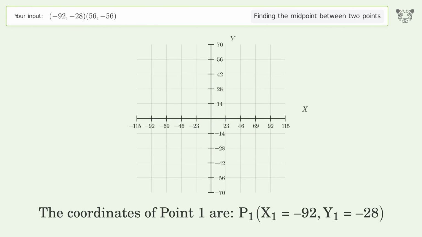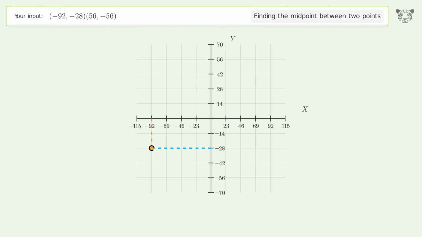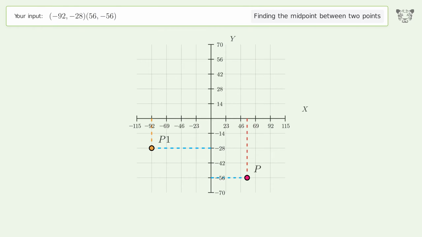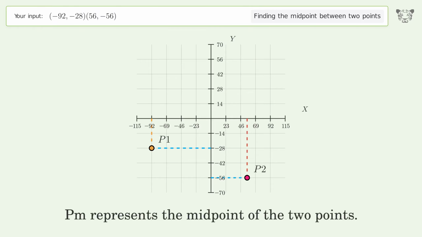The coordinates of point 1 are x1 equals -92, y1 equals -28. The coordinates of point 2 are x2 equals 56, y2 equals -56. PM represents the midpoint of the 2 points.